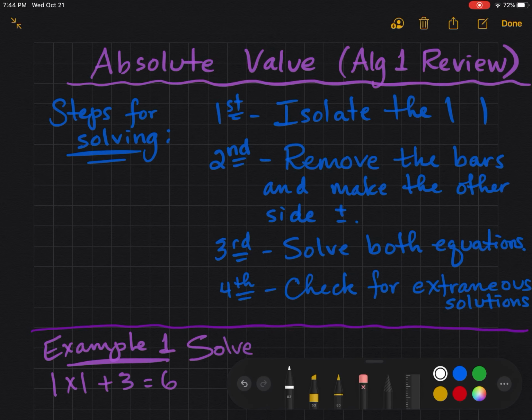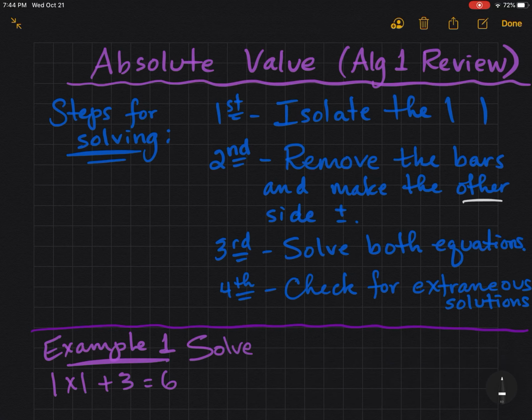Today's lesson will be on absolute value. I figured we'd need a little review on solving absolute value equations. Steps for solving. First, isolate the absolute value bars. Second, remove the bars and make the other side plus or minus. Solve both equations, then check for extraneous solutions.